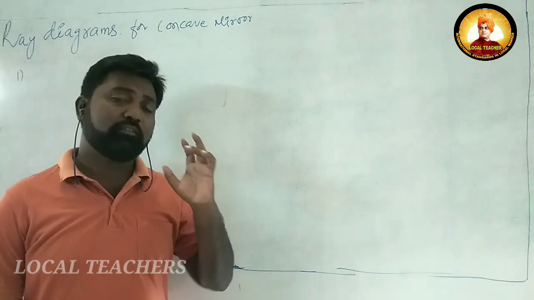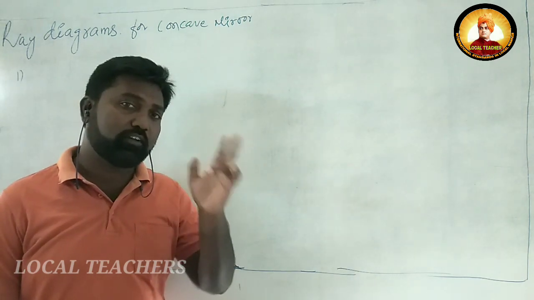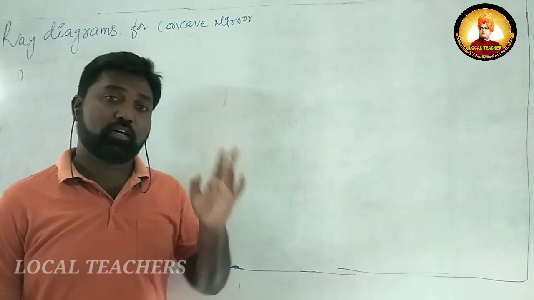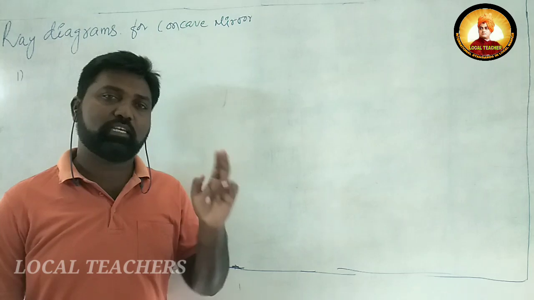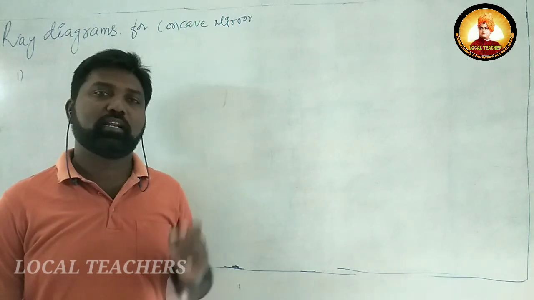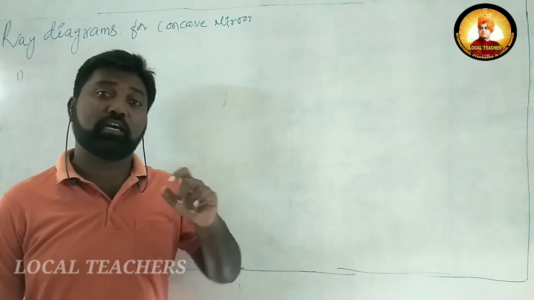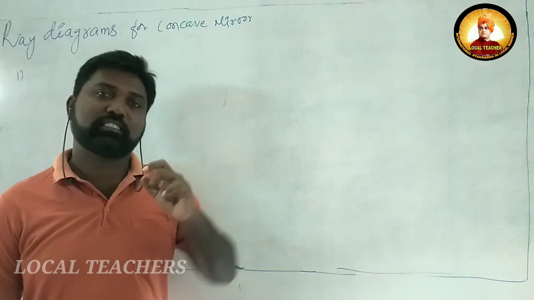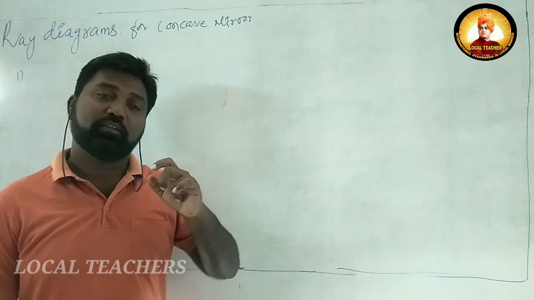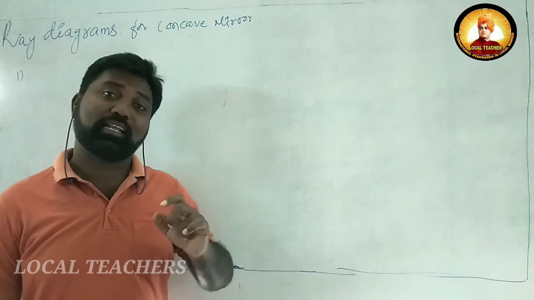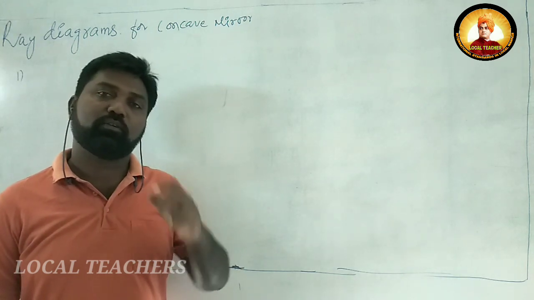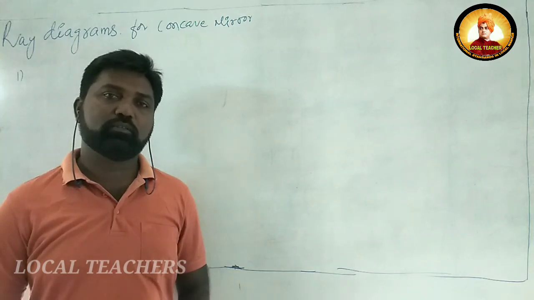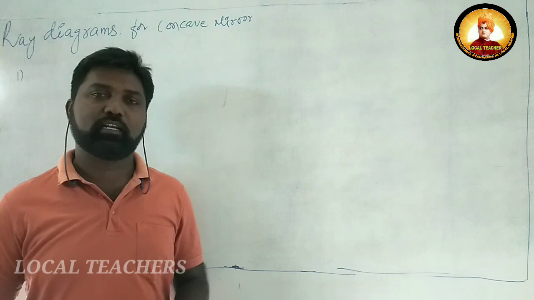Here we have 6 possibilities of keeping an object in front of a concave mirror. For those 6 positions, we are going to draw the ray diagram. In the ray diagram, we are going to find the position of the image, the size of the image, and whether it is inverted or erect. So let us go into drawing the ray diagram.